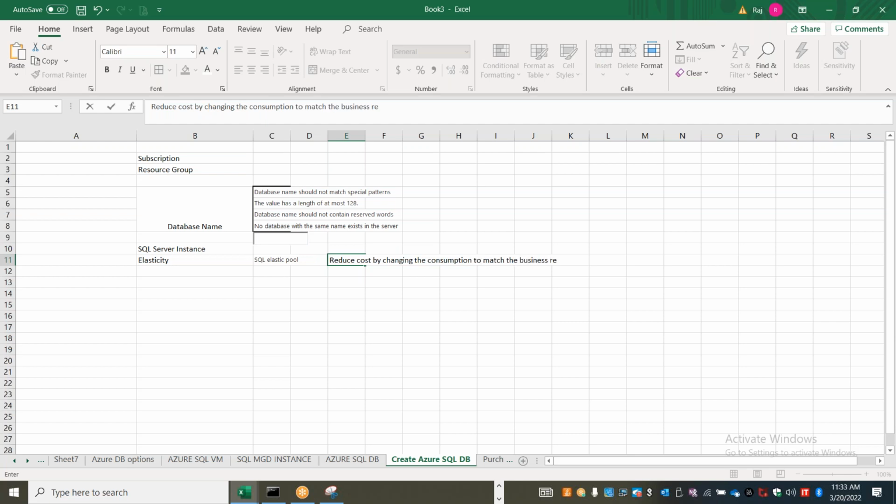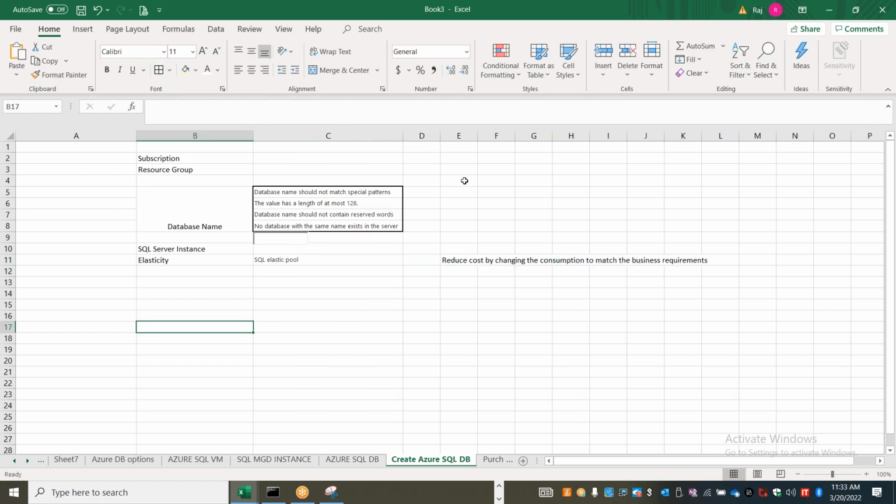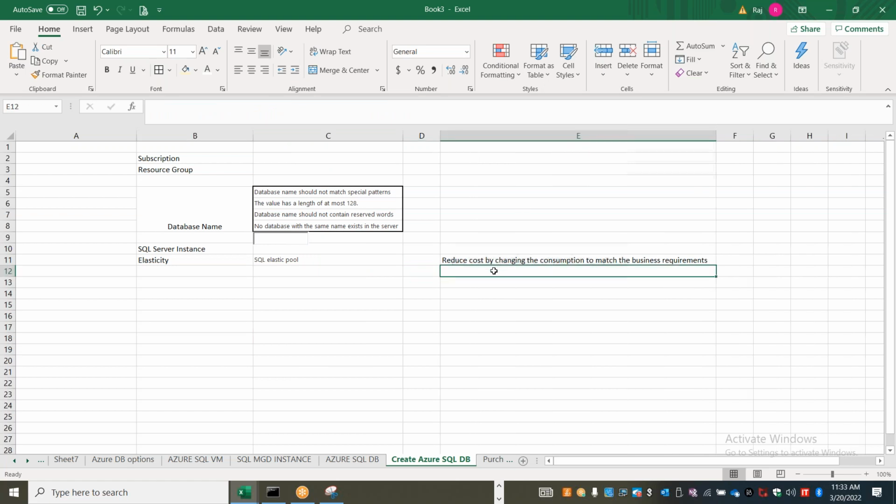So if your business is demanding 100 DTU in the morning and only 10 DTU in the evening, you need not pay for 100 DTU consistently. Instead, you can pay for what is actually used. This is the pay-as-you-go model that you're talking about, right? So pay for the actual consumption.